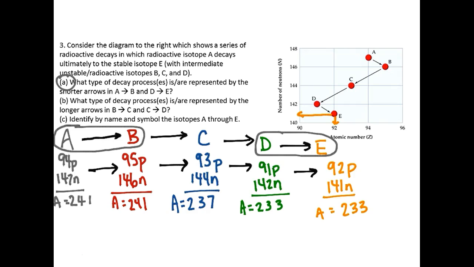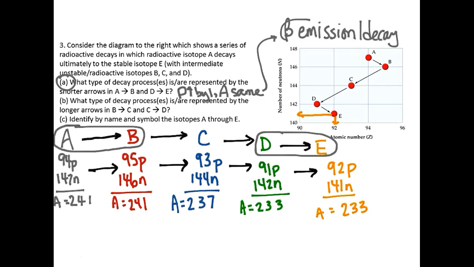Remember, a neutron is the same as a proton and an electron. So if a neutron converts into a proton, that means that it has to eject the electron, right? That's still a part of the process. It just gets kicked out of the nucleus. So protons go up by 1, mass number stays the same. That must be beta emission or beta decay. Those are synonyms.